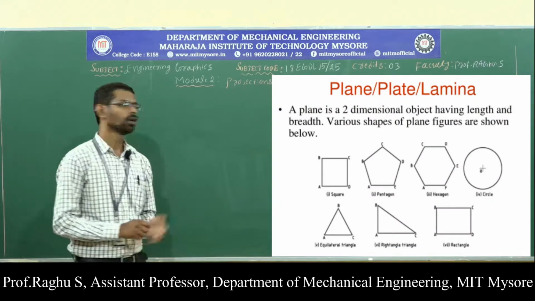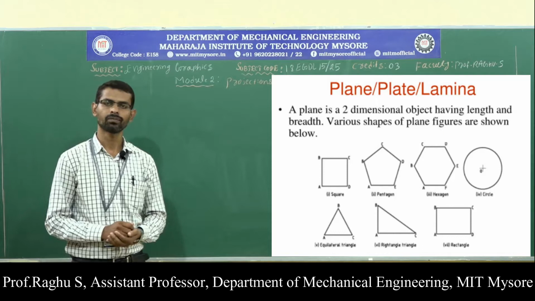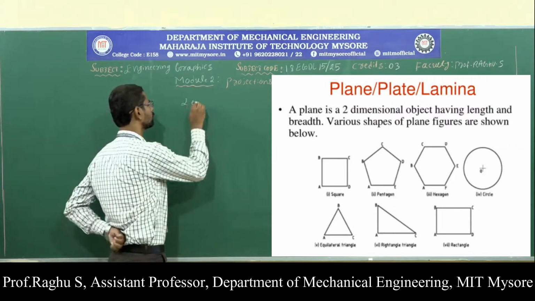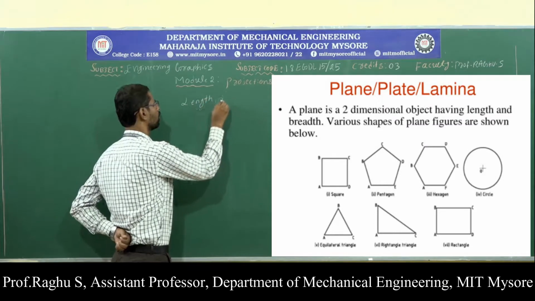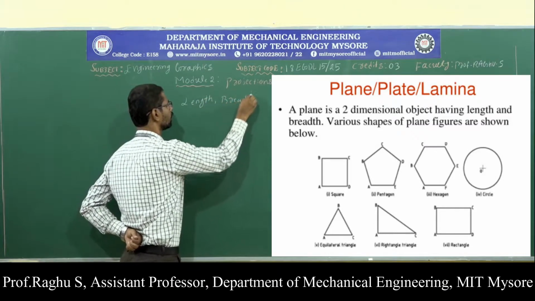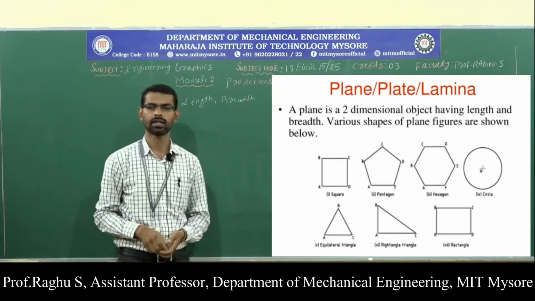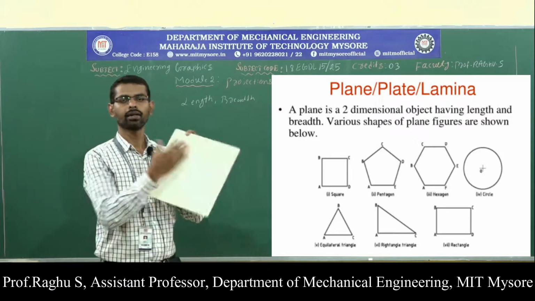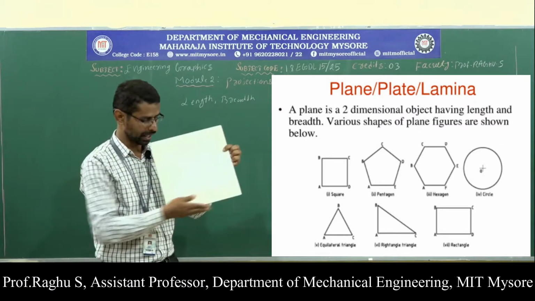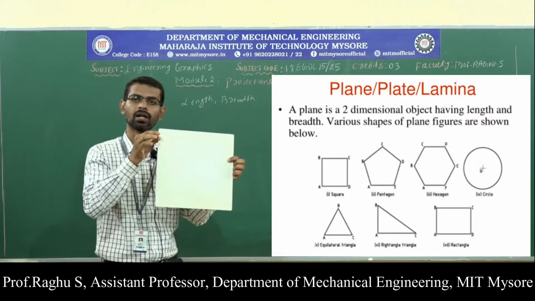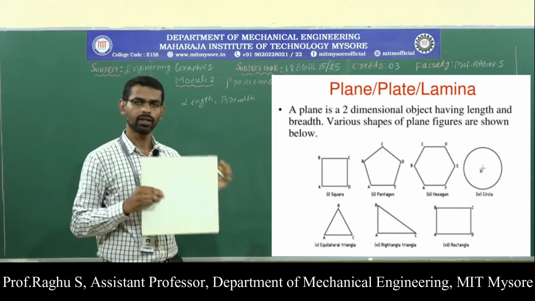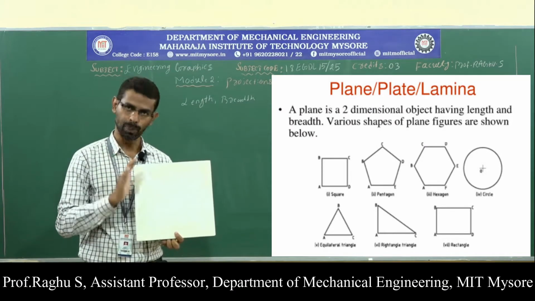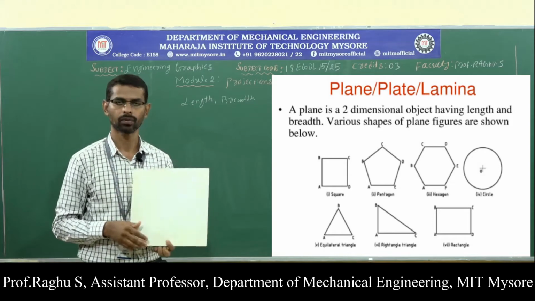So, plane surface is defined as a two-dimensional surface having only length and breadth with negligible thickness. It is called a plane surface. A plane surface is also called a plane or lamina.